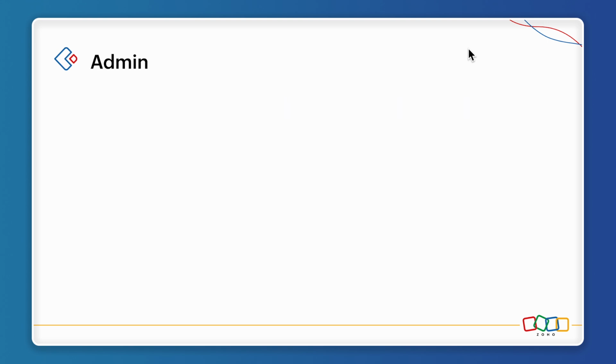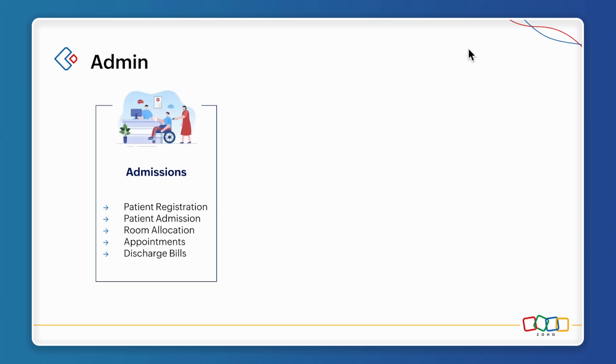So first, let's talk about the activities performed by the admin, starting with the admission related work. He will register the patient information and perform the admission process. He will also allocate the available rooms, put in the appointment for the particular patient, and manage the discharge billings along with that.